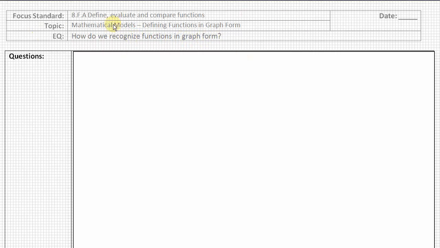Please take a moment to set up your header, including today's date, the question column, and the note column, and then let's continue to look into functions in graph form.